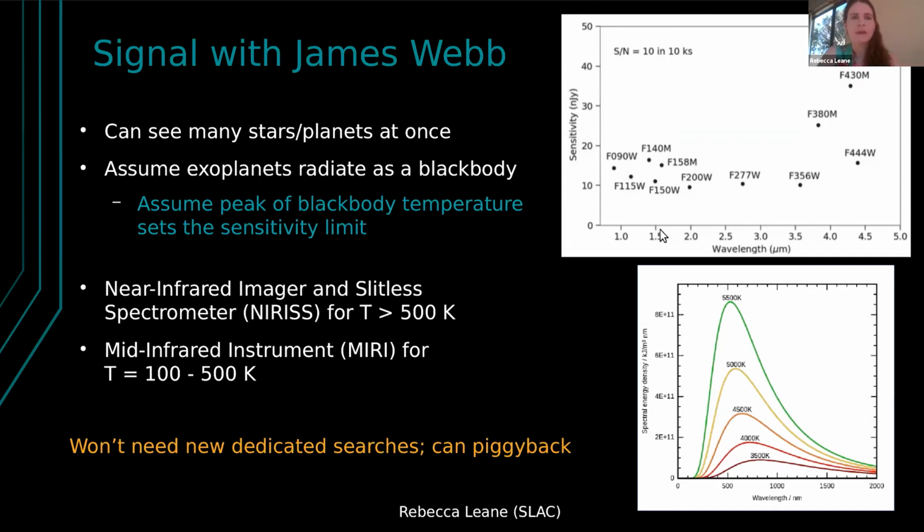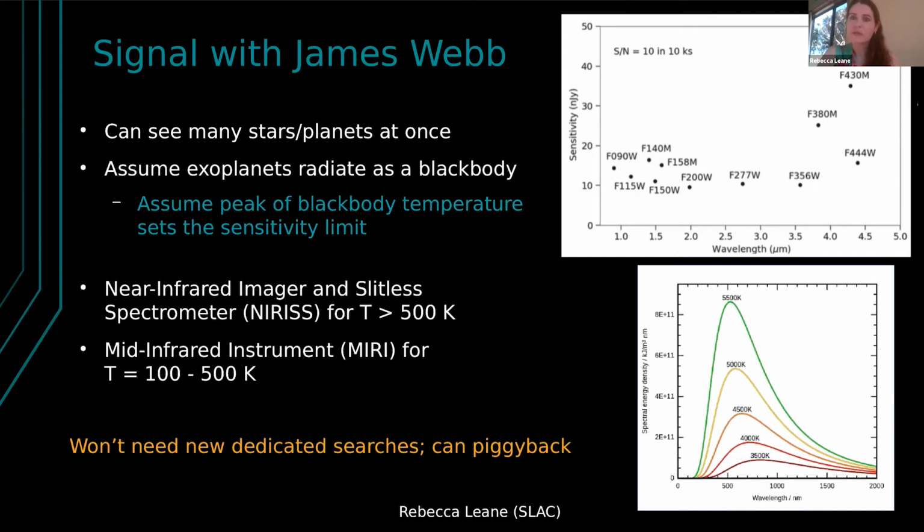Okay, so to determine how the sensitivity looks with James Webb, we assume exoplanets radiate as a blackbody, as I mentioned earlier. And what we're going to assume is that the peak of the blackbody temperature is what sets the sensitivity limit. So how that works is, this is what a blackbody spectrum in general looks like for different temperatures. So what we want to do is we put through our dark matter heating calculation. We use the luminosity that tells us we have some temperature that we assume goes like a blackbody. So you'll get some peak at some wavelength.